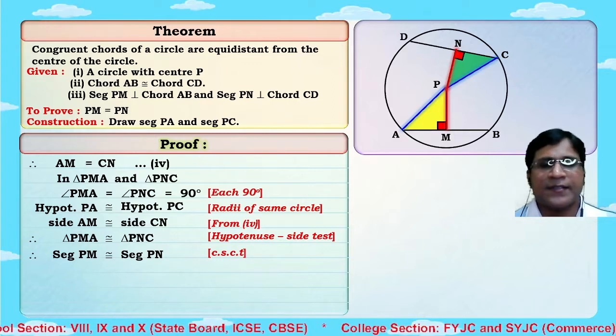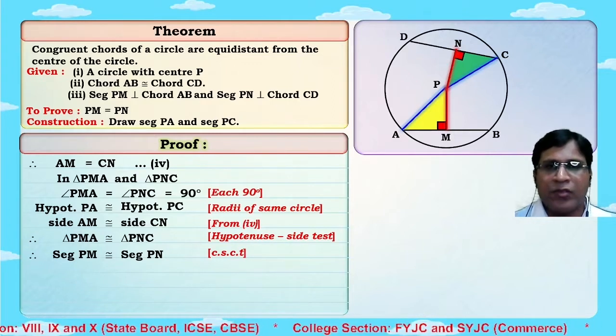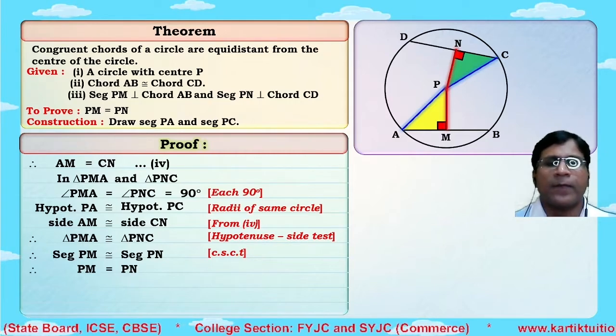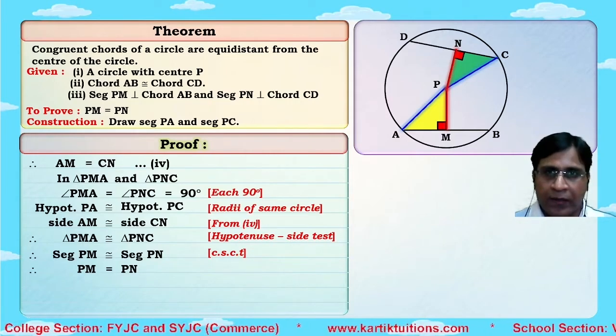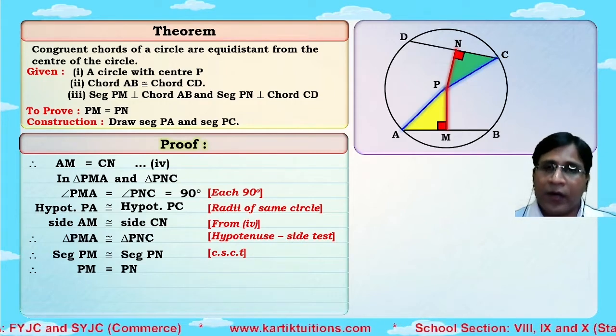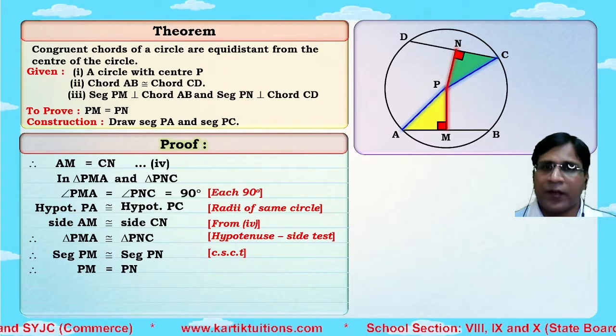We can also write it as CPCT. Now if PM is congruent to PN, therefore you can say PM is equal to PN. Friends, I want you all to note one thing. This theorem is not only limited to the congruent chords of the same circle.